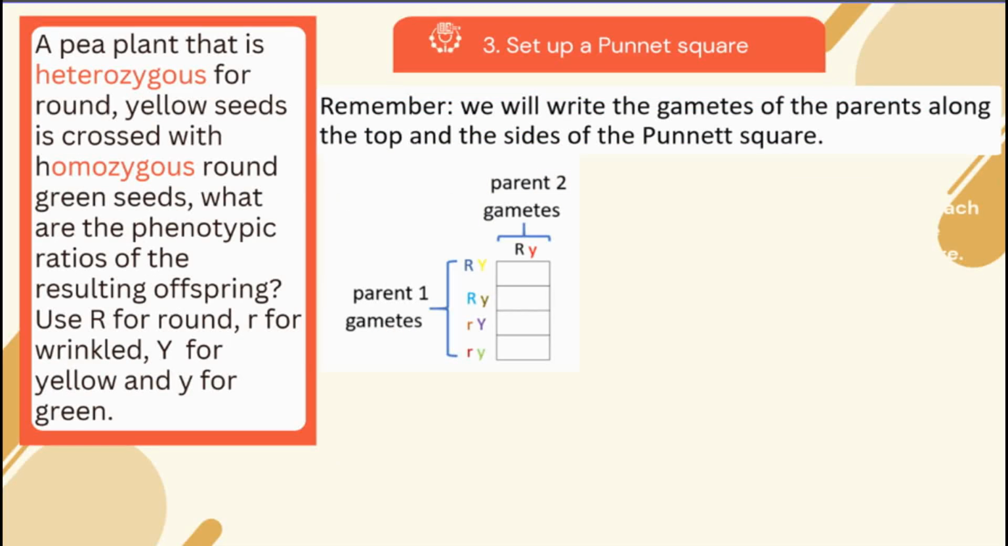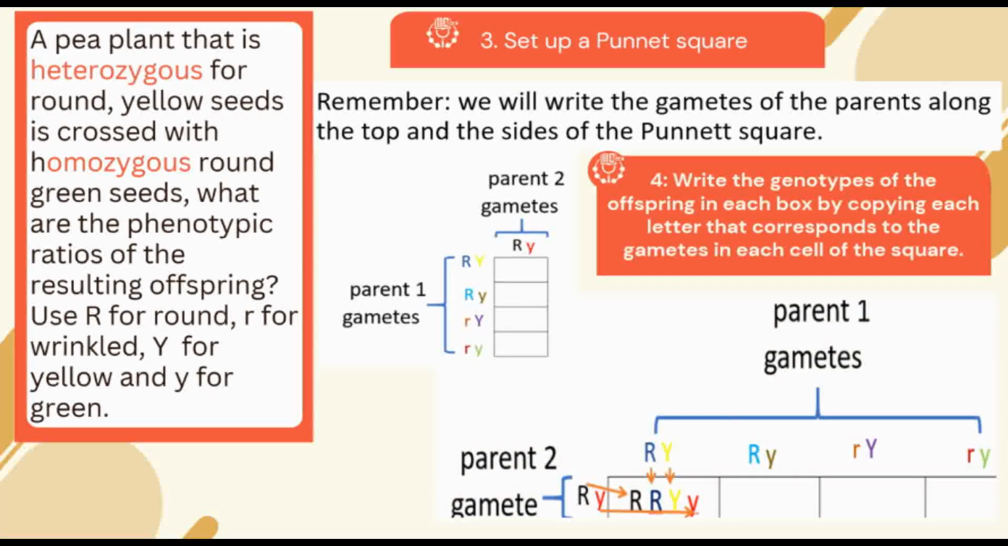Now let's proceed to organize these gametes in a Punnett square. It doesn't matter whether you position the gametes of the first parent at the top or on the side of the square. The end results will be the same. We will place the gametes of each parent along the top and the sides of each cell in the square. Given that the first parent produces 4 distinct gametes and the second parent produces only one, we will arrange them accordingly. Next, we begin filling in the boxes of the Punnett square.